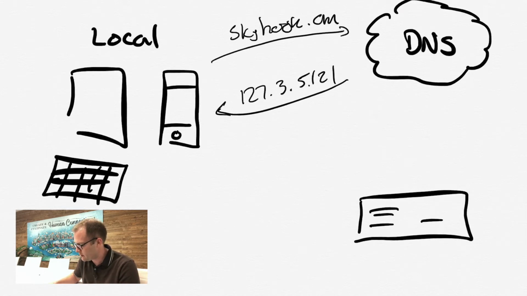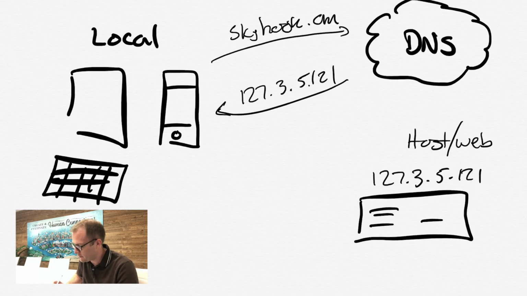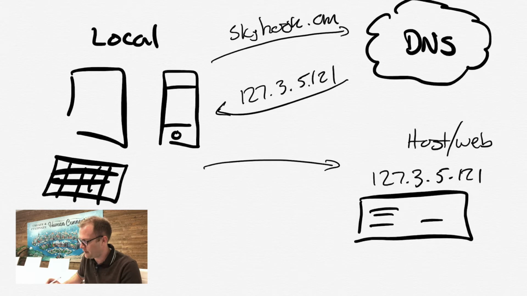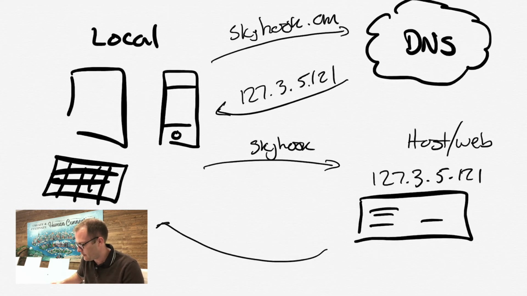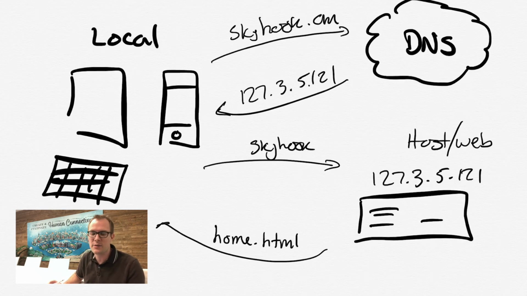So it then makes a request, and over here you've got the server, 127.3.5.121, which is what we would call the host, or the web server. Basically, and this all happens in fractions of a second, your computer then goes, okay, 127.3.5.121, serve me the Skyhook website. Well, since this is the server where that lives, that server is then able to respond with, here is, we recommend you start with the home page. It'll serve you home.html, which is that file that then renders on your machine and displays what that home page looks like.